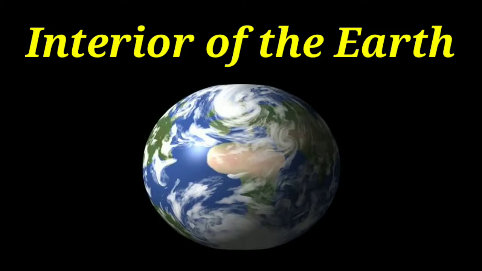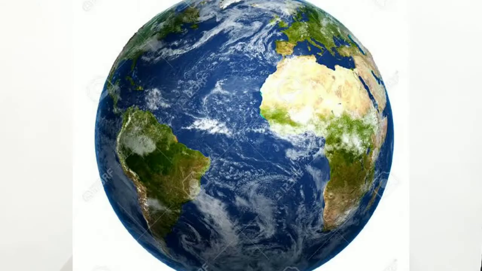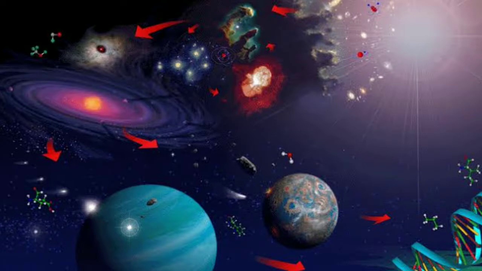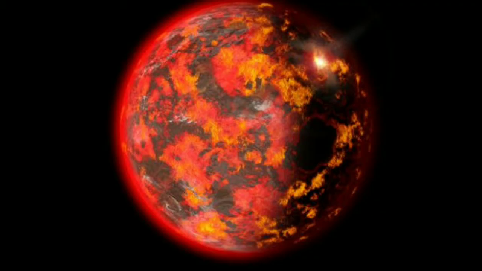Hello children. Today we are going to start with Geography chapter 2, that is Interior of the Earth. As we have discussed in the previous chapter, our Earth is a unique planet because it is the only planet that has life. Our Earth originated around 5 billion years ago. Initially when it originated, it was hot and molten. But later on, it started cooling down.